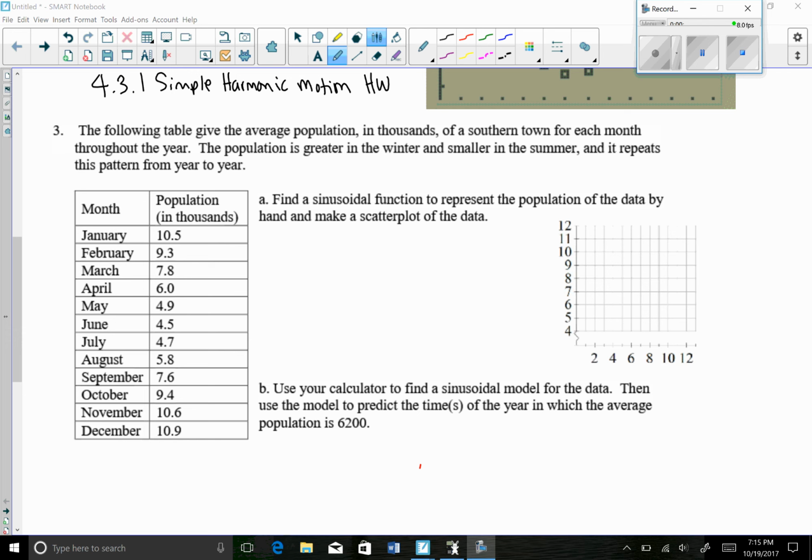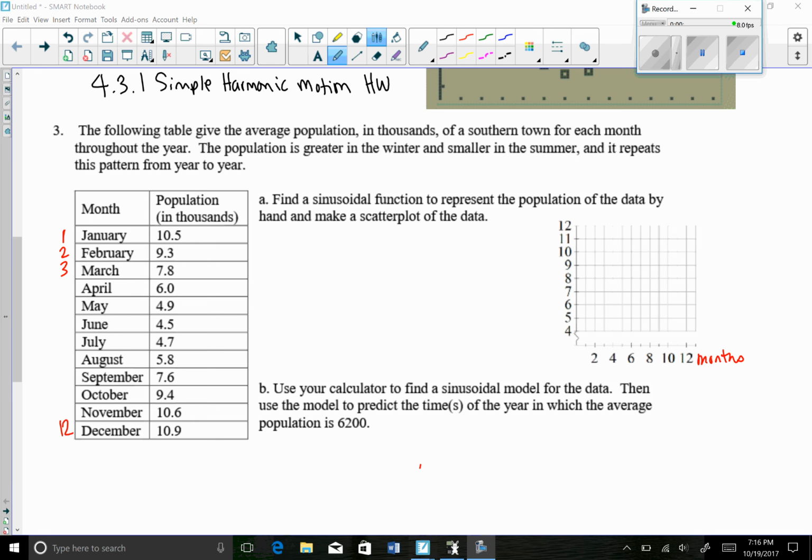data. So you're just going to take these points. Remember, January we know starts with the first month, and February 2, and you keep going all the way up to December, which would be 12. So you're going to take those values and graph them. So we know that the months is for our x, and the population in thousand would be your y.